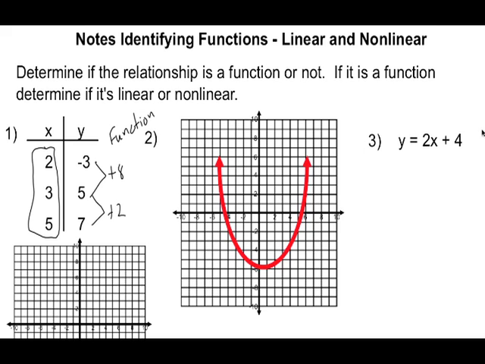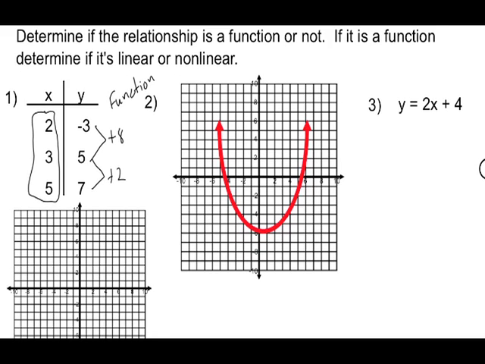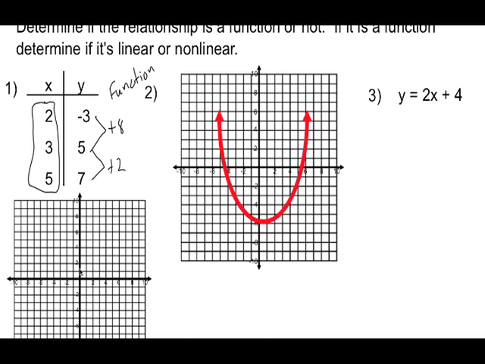So we're going to graph. So I am going over 2 and down 3. So right there. I'm going over 3 and up 5. So 2 points makes a line, so we always have to have a third point. I'm going over 5 and up 7. And so you can see right there that these 3 points do not make a line. So this is going to be non-linear.